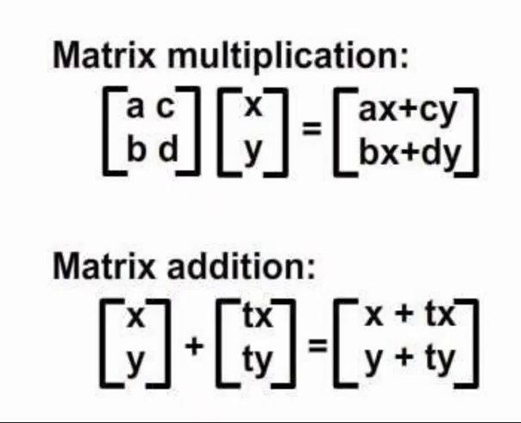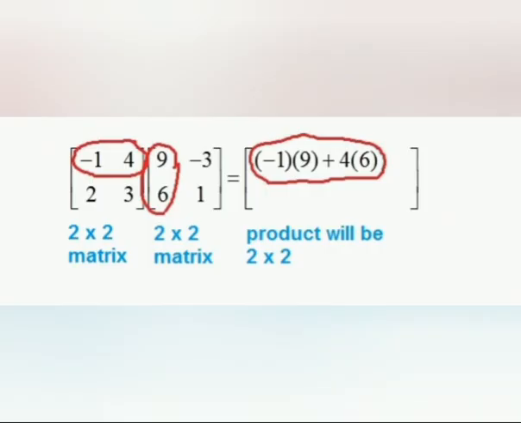To multiply matrices, the row of the first matrix multiplies the column of the second matrix. In the example below, A multiplies X added to C times Y. Then again, B multiplies X added to D times Y. Let's take an example. In this example, you could see that -1 multiplies 9 added to 4 times 6.